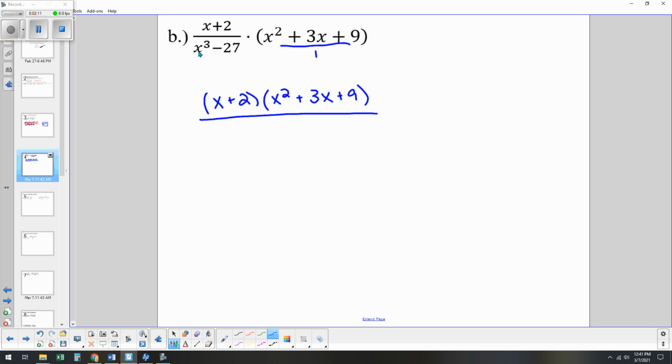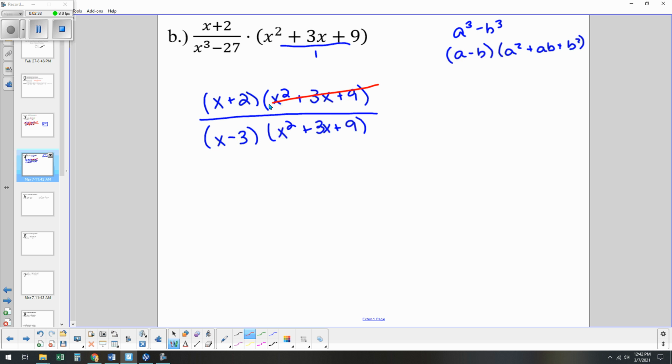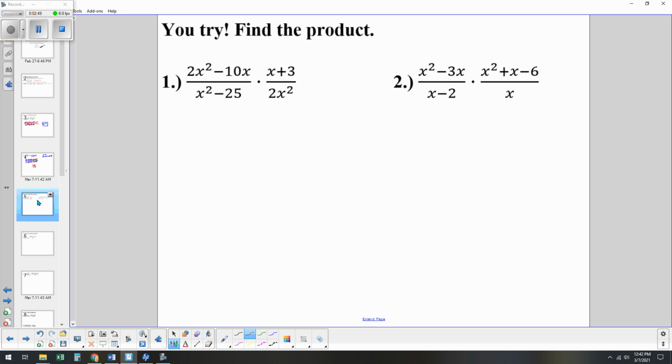On the bottom, this is an a cubed minus b cubed. Remember, a cubed minus b cubed is a minus b, a squared plus ab plus b squared. So this is an x and a 3 that are the two terms. So we're going to have x minus 3, x squared plus 3 times x plus 3 squared, which is 9. So now these entire big chunks are going to cancel. They're exactly the same. So I'm left with x plus 2 over x minus 3. So you go ahead and try these two, pause it, and I'll show the answer.